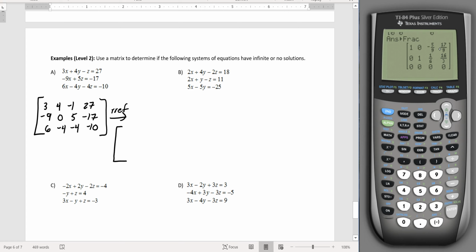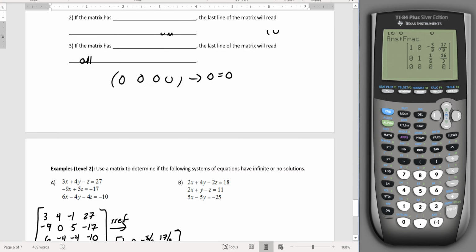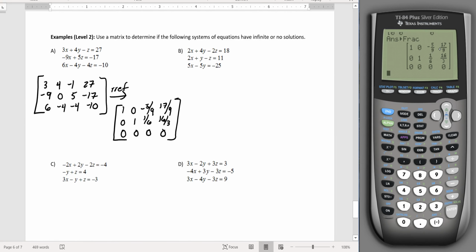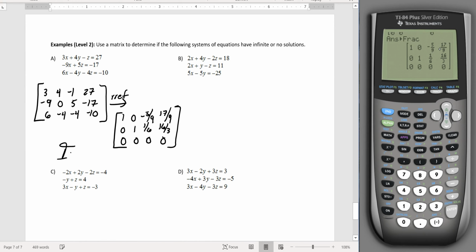So it's going to be 1, 0, negative 5 ninths, 17 ninths, 0, 1, 1/6, and 16 thirds. But that bottom row, all 0. If it's all 0 on the bottom row, what does that tell me? Infinite solutions. Boom, done. Excellent. Infinite solutions for letter A. Let's try another one together.